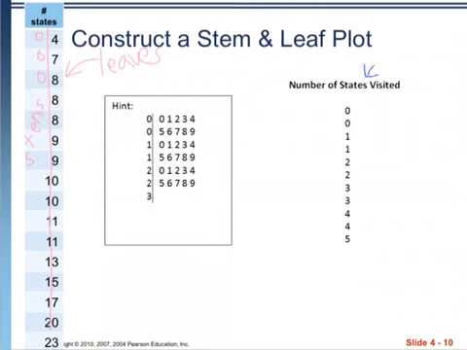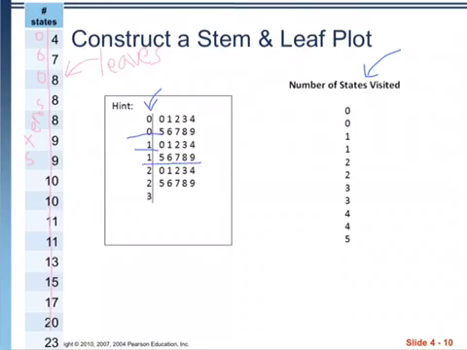Okay, over here I have the stems listed. I'm actually going to split the stem so there's not too many data values in each stem. So the first 0 corresponds to 0, 1, 2, 3, and 4. This will be 5, 6, 7, 8, 9. This will be 10, 11, 12, 13, 14, and so on.